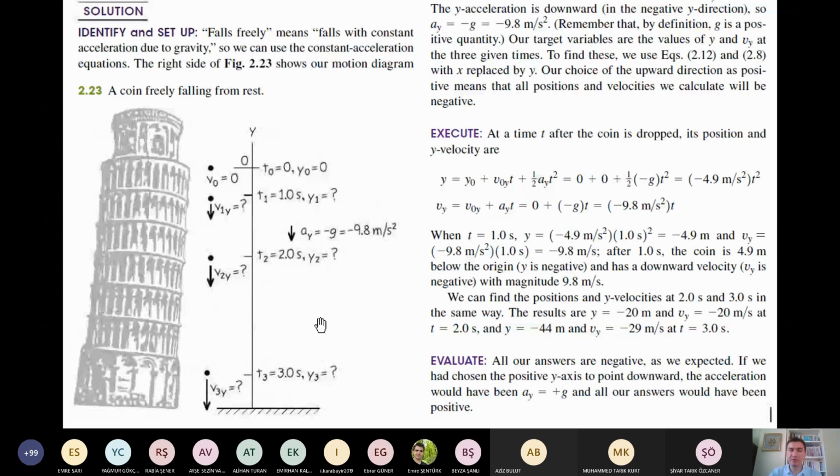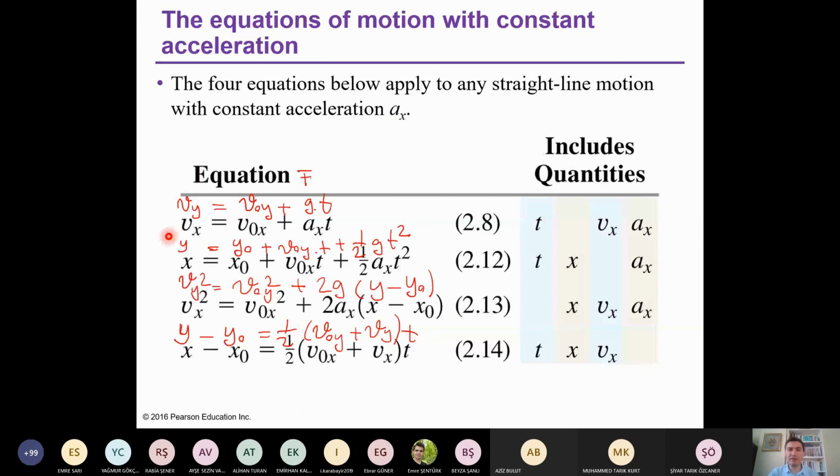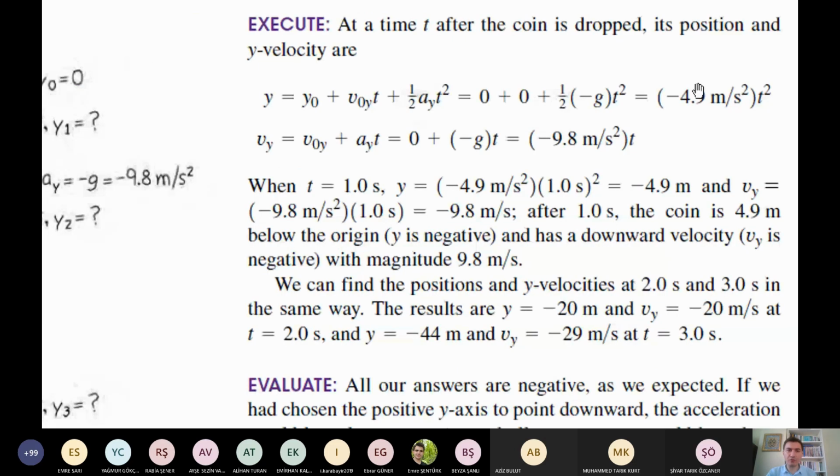Now we have identified, and then we set up the problem. So which equations can help me? Vy is asked for certain time, and position is asked for certain time. Then I can use these two equations to give the answer of this question. Now I'm going back. So I will use this equation. y is equal to y0 plus v0y times t plus 1/2 ay t square.